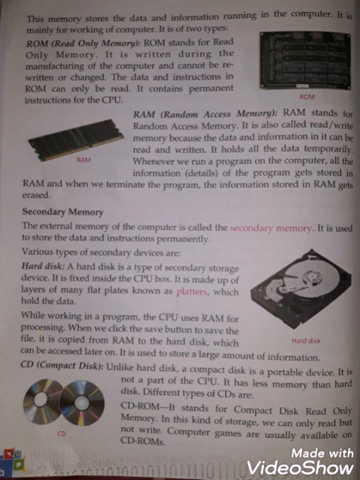So beta, it stores the data on a temporary basis. That means whenever you switch off the computer, or your computer gets switched off due to loss of electricity or something like that, whatever you have done, whatever is stored on the RAM, that all will get erased. So that is why we say RAM is a temporary memory.